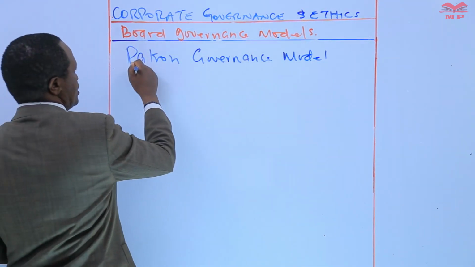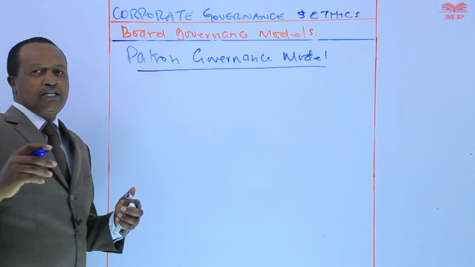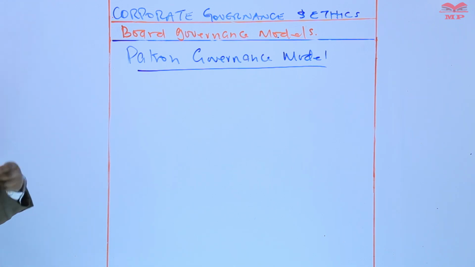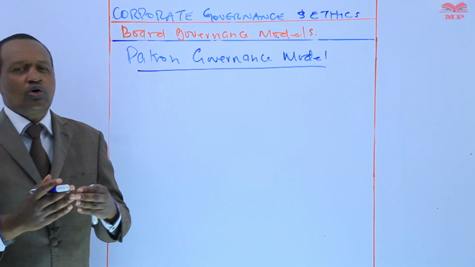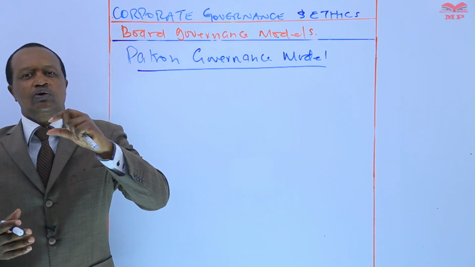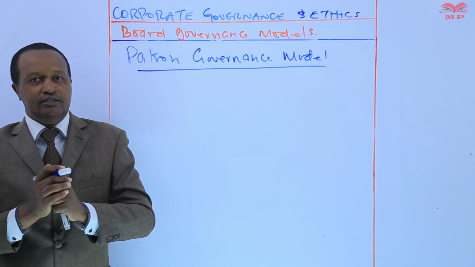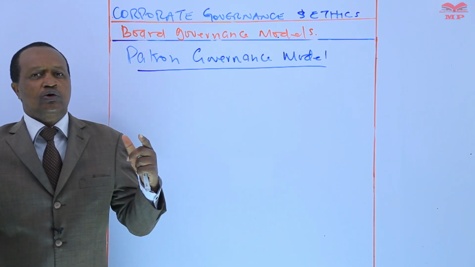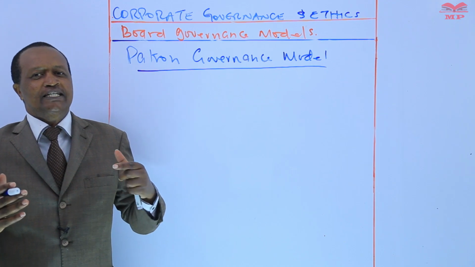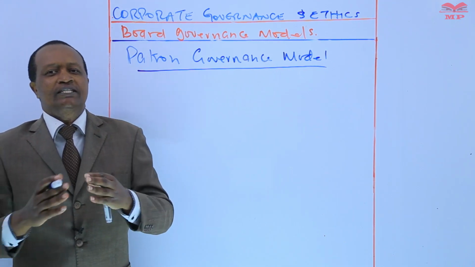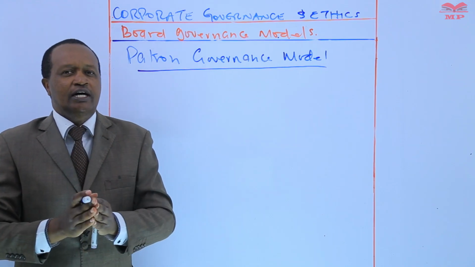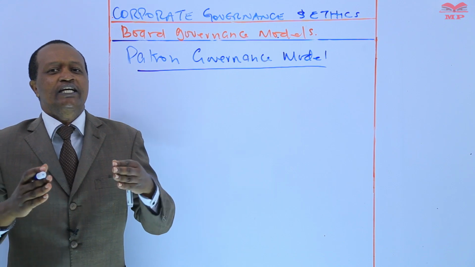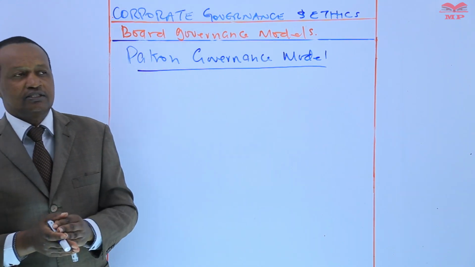The Patron Governance Model is a form of corporate governance in which a single individual or a group holds dominant or controlling interest in a company. In this model, the patron or the controlling shareholder plays a significant role in the company's decision making and operations, and such an individual or a group of individuals may have significant influence over the board of directors.